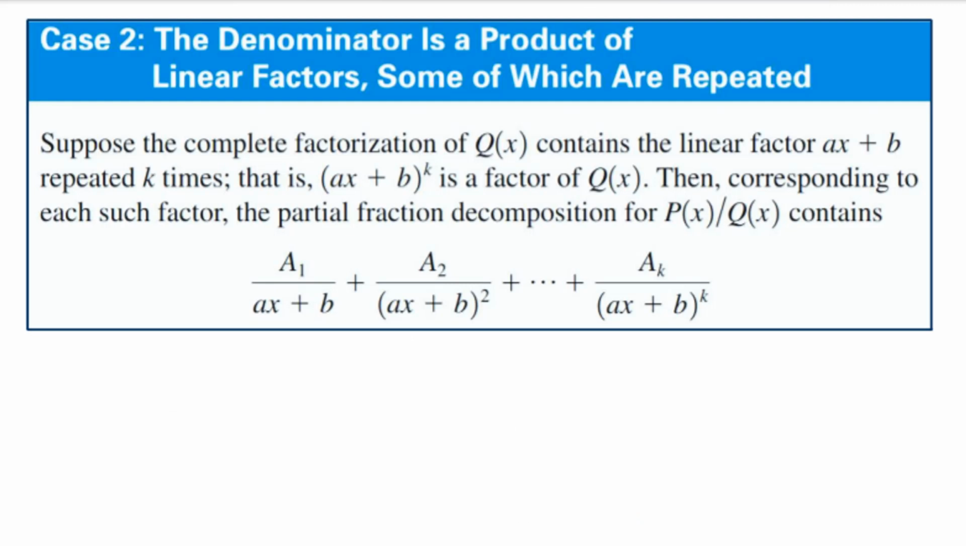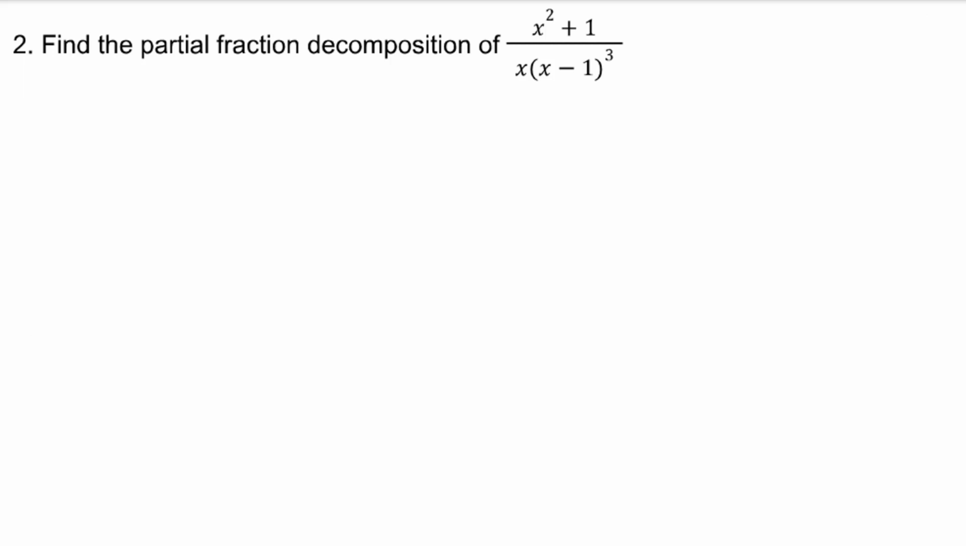Case 2. The denominator is a product of linear factors, some of which are repeated. If you have a repeated linear factor, you must write a separate fraction to represent every power preceding and including the one represented in the rational expression. Number 2, find the partial fraction decomposition of x squared plus 1 over x times x minus 1 quantity cubed.